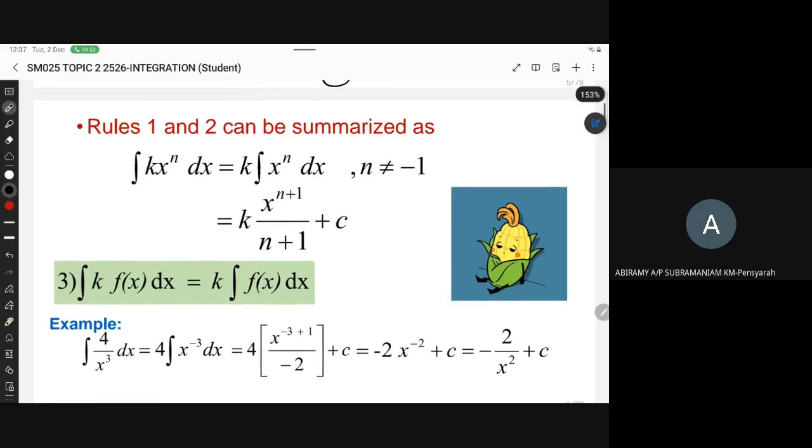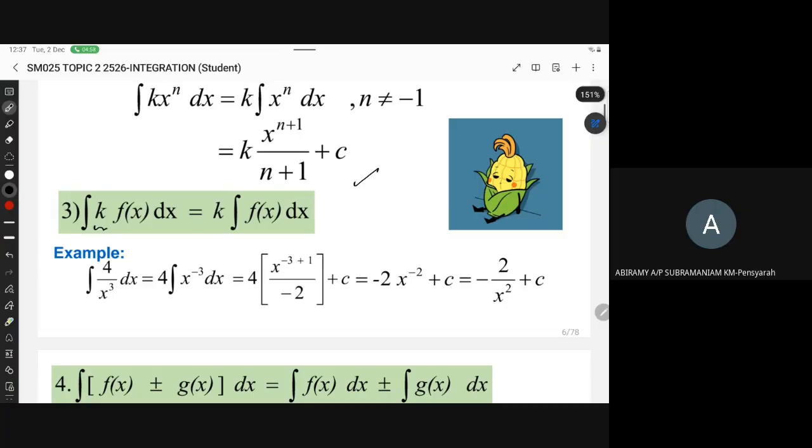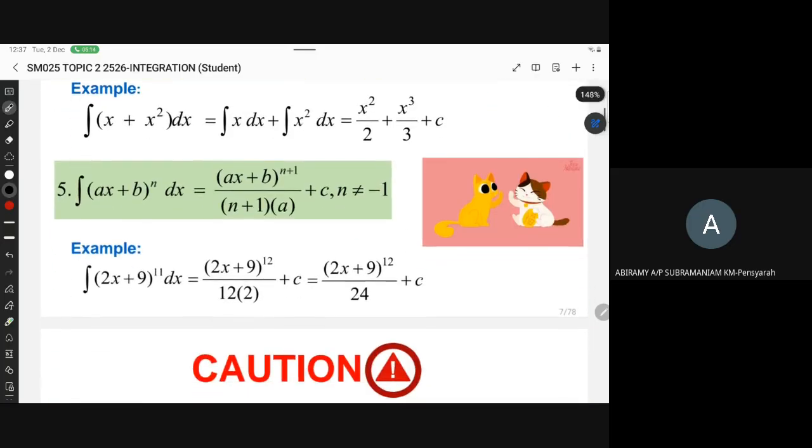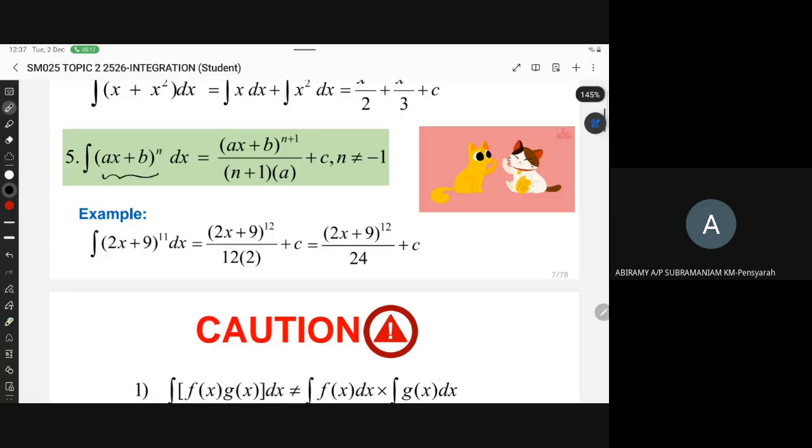Both these rules can be summarized as below. When we have multiplication with a constant and we want to integrate, we can always bring out the constant. We don't have to integrate it when it involves multiplication. And when we have addition or subtraction, we can separate them to integrate. And also the power rule: same as the previous, you need to add the power and divide by the new power, and also divide by differentiation of the given function.